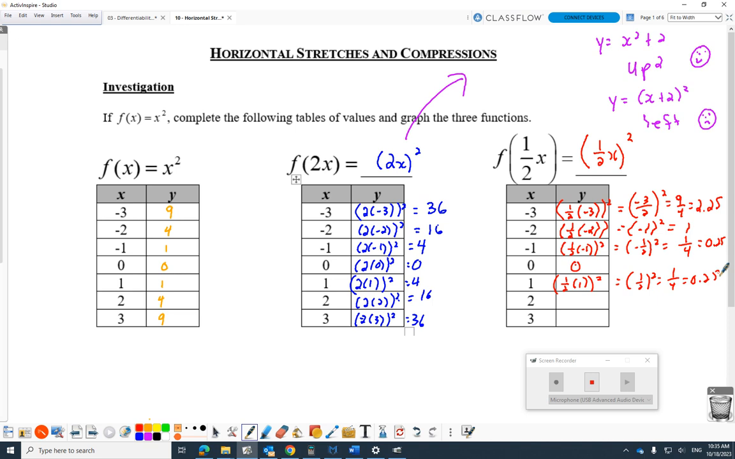This one's better. Half of 2 squared is 1 squared, which is 1. And half of 3 squared is 3 halves squared, which is, again, the 9/4, which is 2.25. What's our prediction? What's going to happen here?